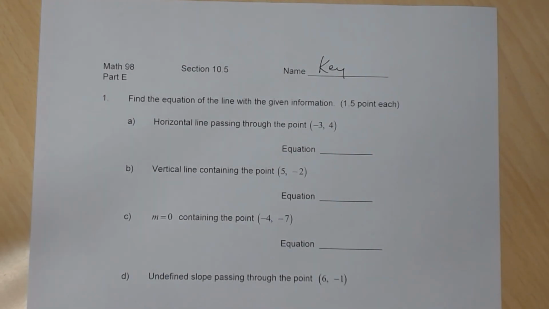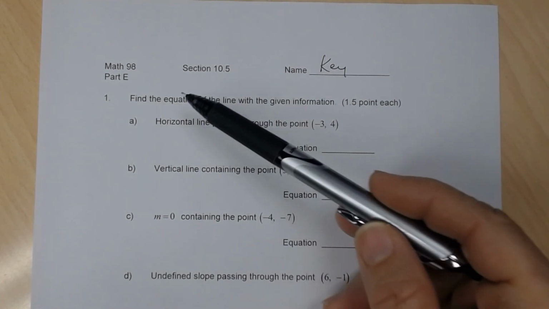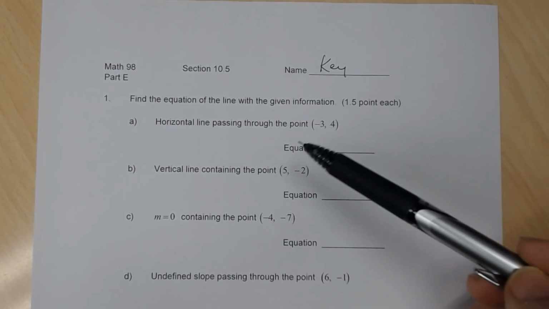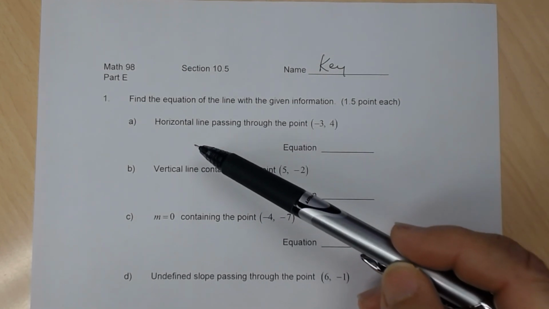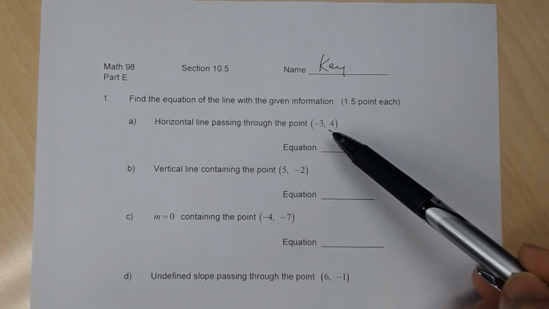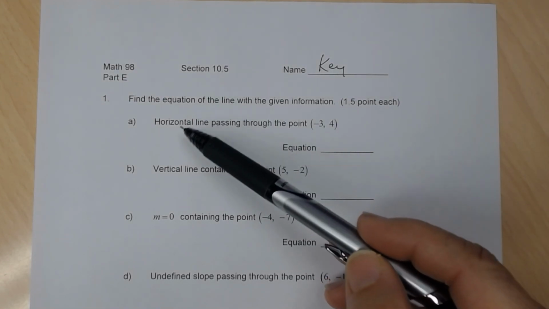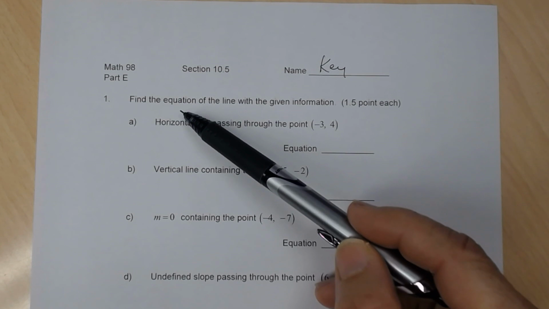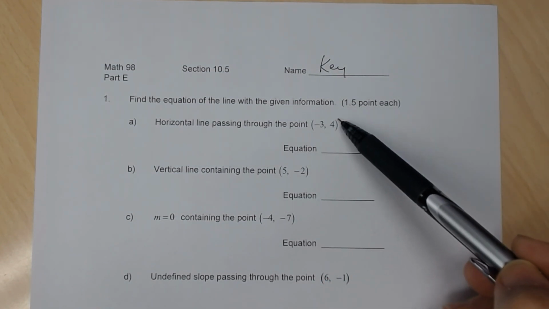Okay, so this is the key to worksheet 10.5, part E. And in number 1, you want to find the equation of the line with the given information. All right, so in part A, you are told that you have this horizontal line that passes through this point, and you want to find the equation of this horizontal line. So you want to find the equation of a horizontal line that goes through this point right here.